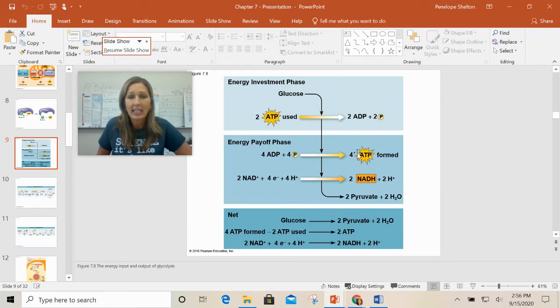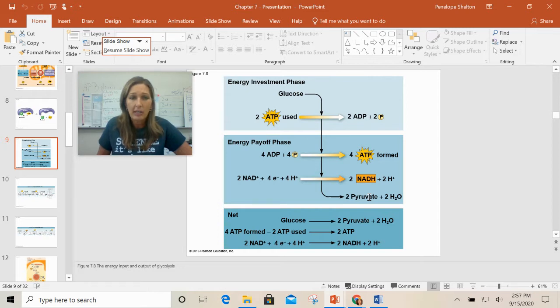So our net gain here is, even though I made 4, I had to use 2. So I really only have 2 additional ATPs that were produced in the process. But also in this process of converting a glucose to 2 pyruvates, I also collect electrons and protons. So I actually do get NADH produced, and I also get some protons produced too. But really it's the NADH that I'm most concerned with. But I still have organic molecules left in the form of pyruvate. A pyruvate is a 3-carbon molecule.